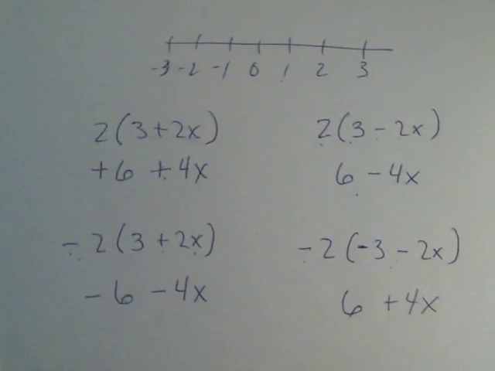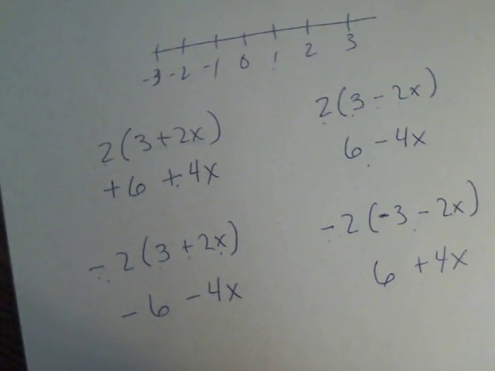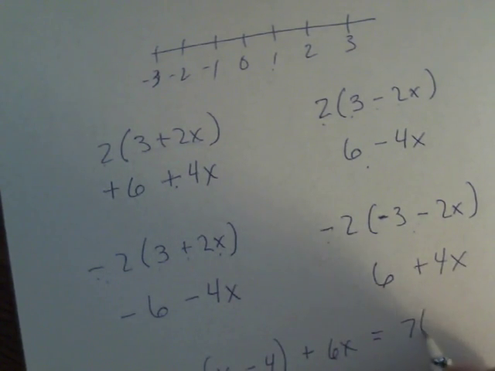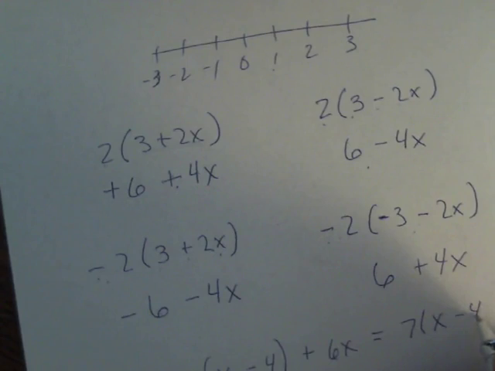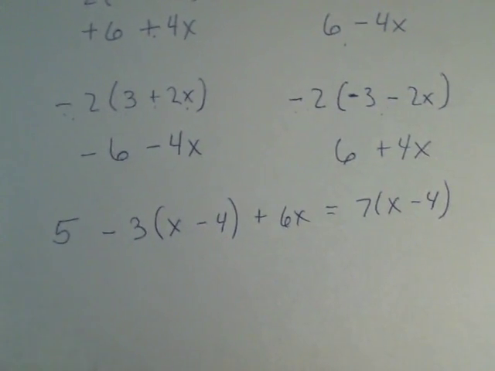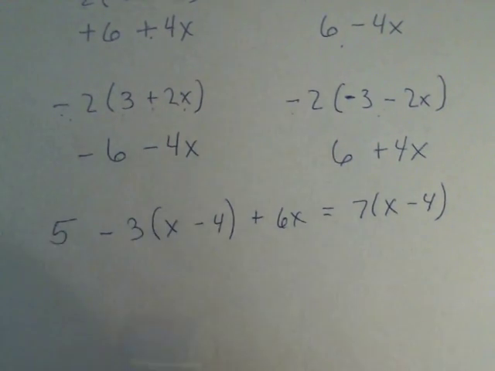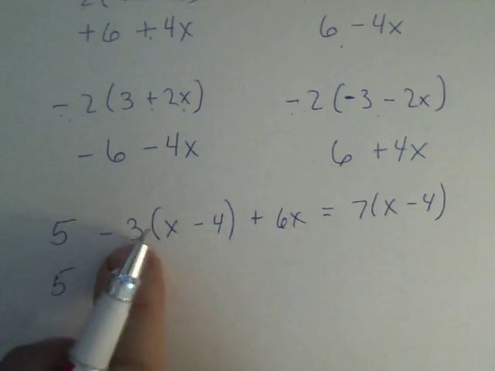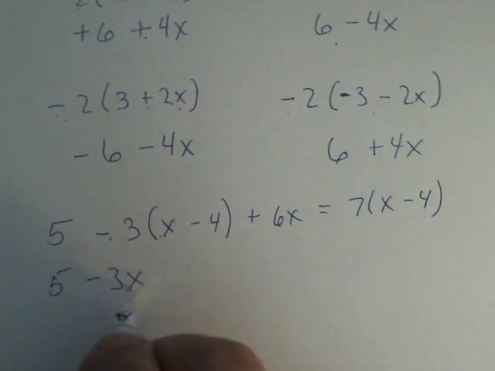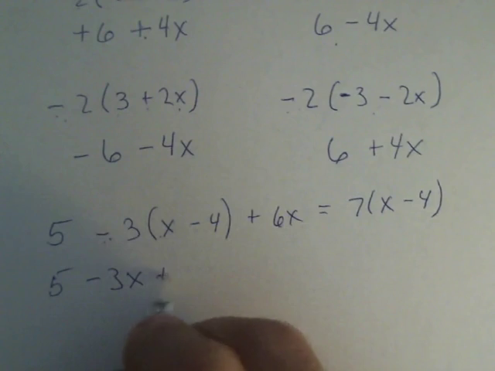So if you were working a long equation, something like this, okay, you're going to be challenged on your details. So 5, you cannot subtract these two because you have to multiply first, order of operations. Negative 3 times x is negative 3x. Negative 3 times negative 4 is positive 12.